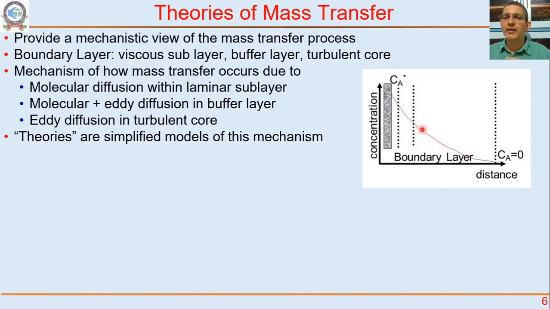Progressively, viscosity is less and less important as you go away from the wall, from the place where mass transfer occurs. Turbulence is less and less important as you go towards that laminar sublayer. So these theories are simplified models of this mechanism. This is the correct picture. Theory is just a simplified version of this.